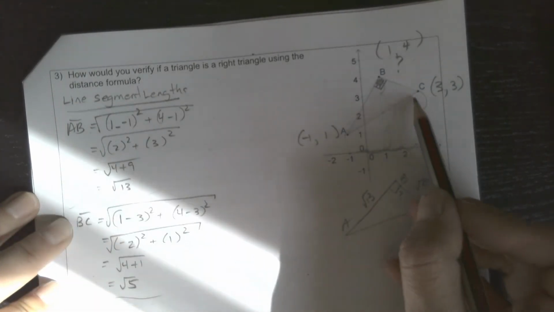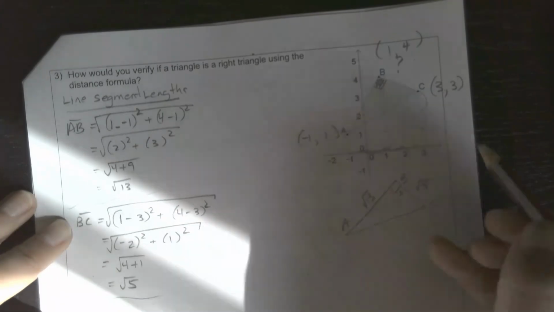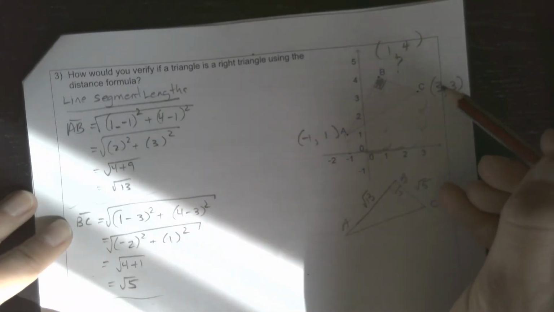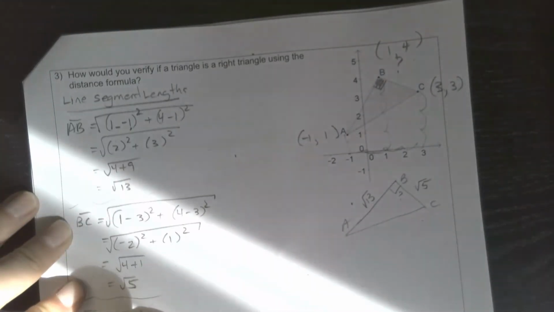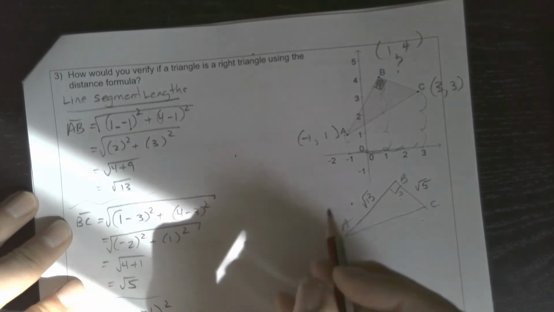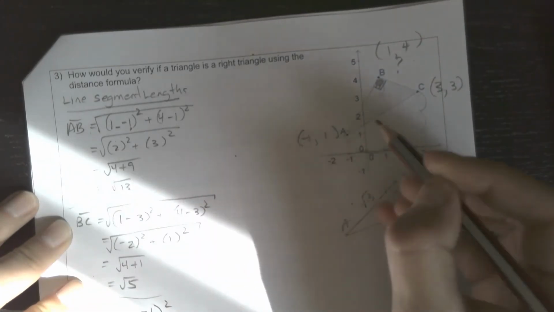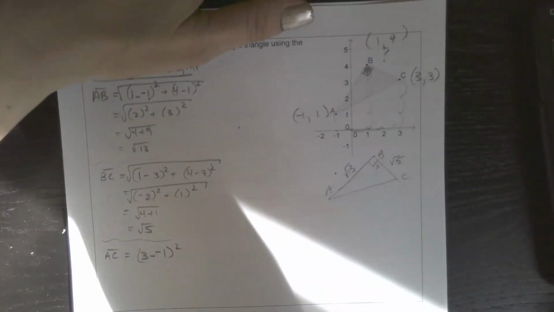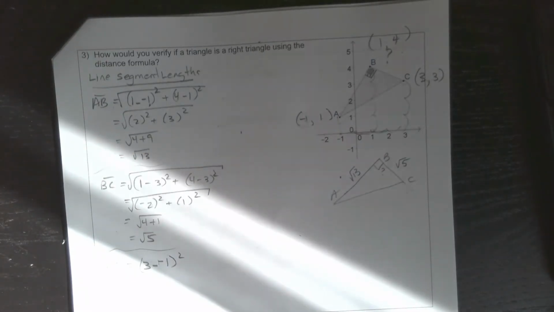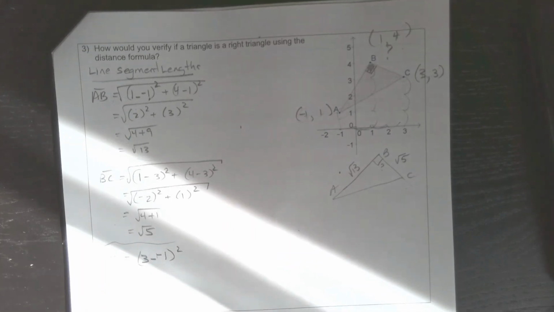Now let's find AC. So let's do this subtract this. So 3 subtract -1. Let's try that again. Oh, you can't see my work. Let's go higher. Let me make it a little bit brighter. There. Okay, so let's make it so you can see.